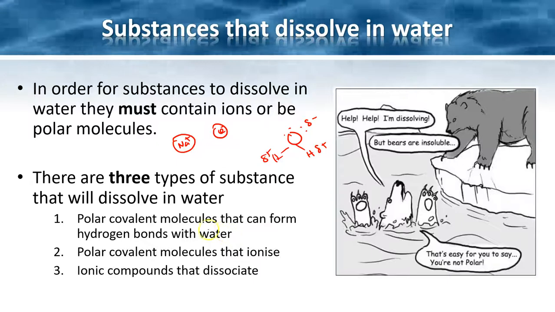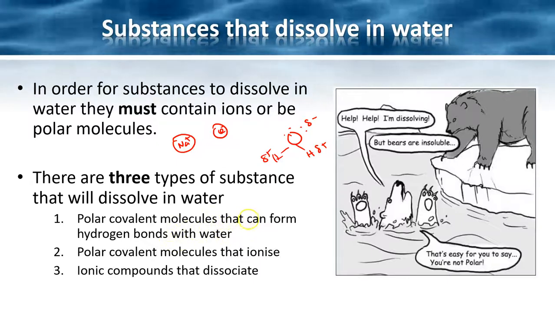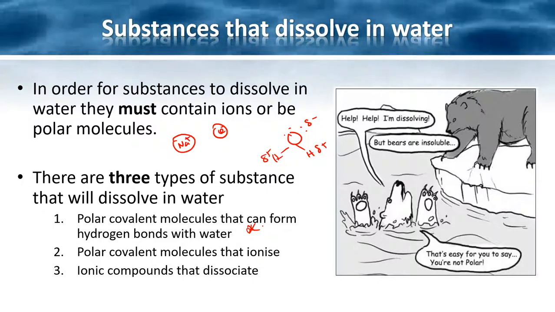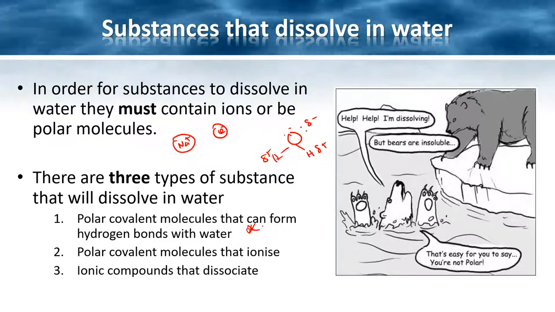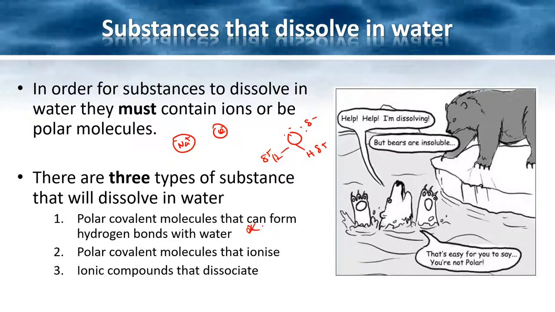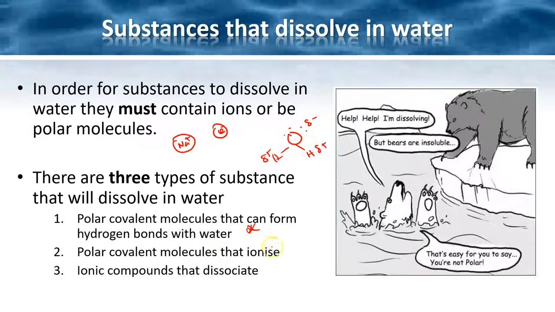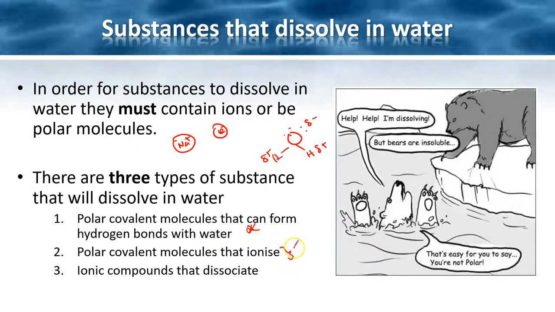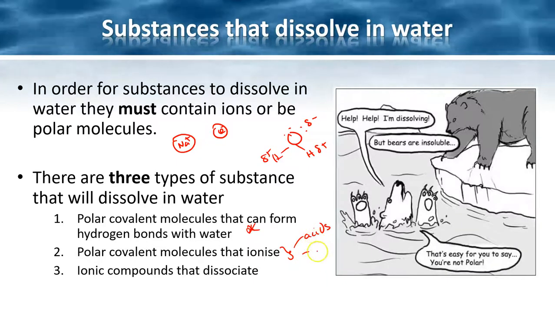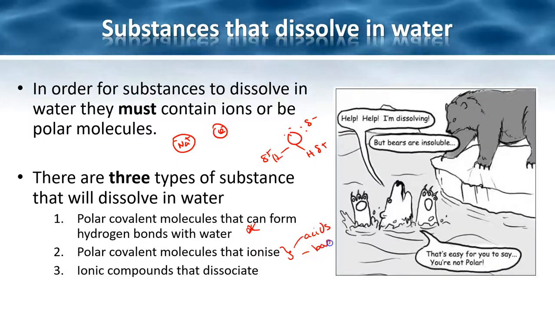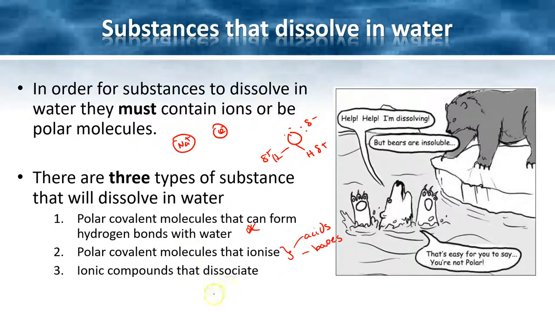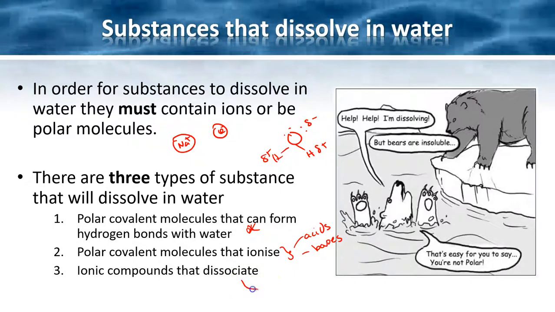The first, of course, is polar covalent molecules that can form hydrogen bonds with water. If it's able to form a hydrogen bond with water, then we can have those strong solute-solvent bonds, and we will be able to form a solution with water. Polar covalent molecules that ionize, and we will look at these, are actually typically acids and some bases. Okay, so acids and bases, these form ions when they react with water. And then ionic compounds that dissociate.